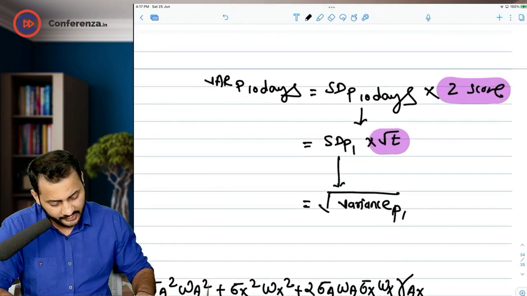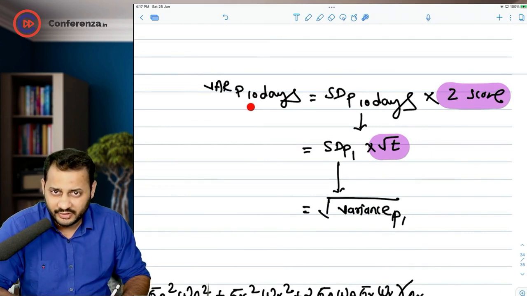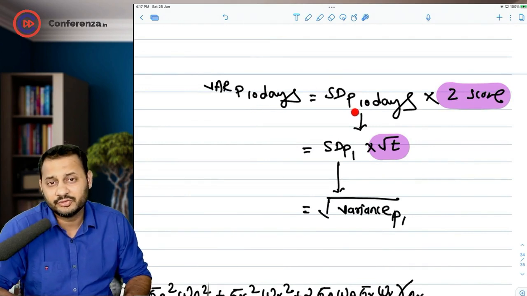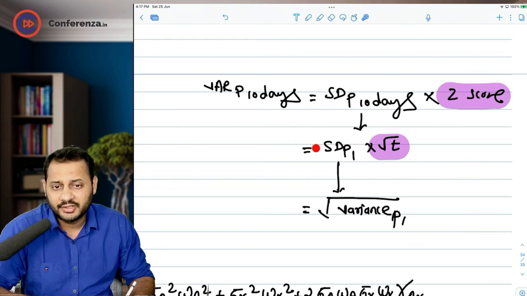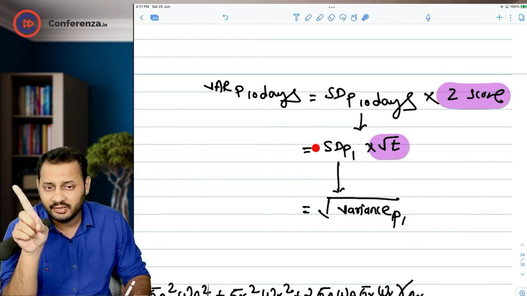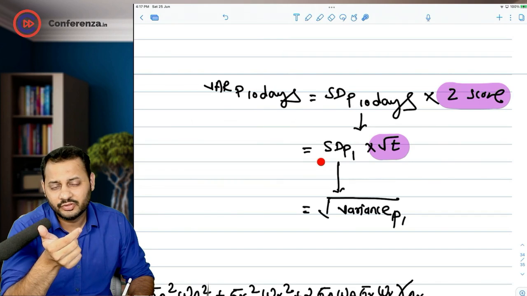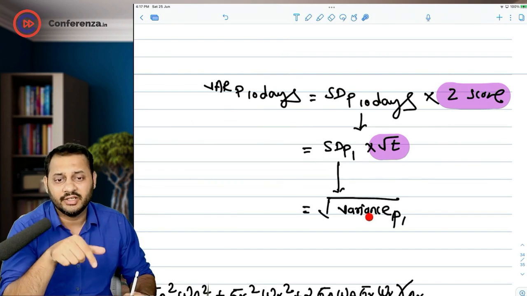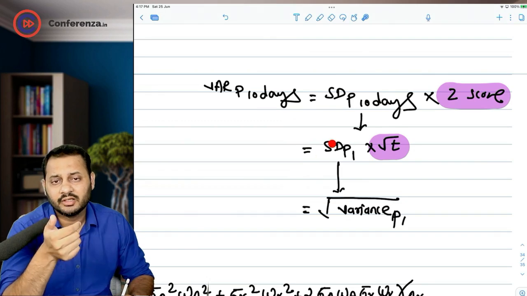So again, I will start from this point. The purpose is to calculate the portfolio VAR for 10 days. For that, we need a portfolio standard deviation for 10 days into z-score. We have the z-score, we need this figure, and this figure is calculated with this formula: standard deviation of the portfolio for 1 day into under root t. We have under root t, like under root 10. Now we need standard deviation of the portfolio for 1 day. For that, we need variance of the portfolio for 1 day, so that we can square root it and then we can arrive at this figure.